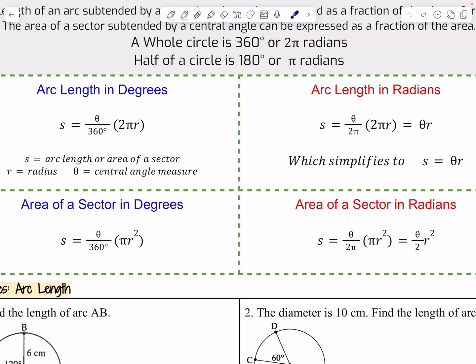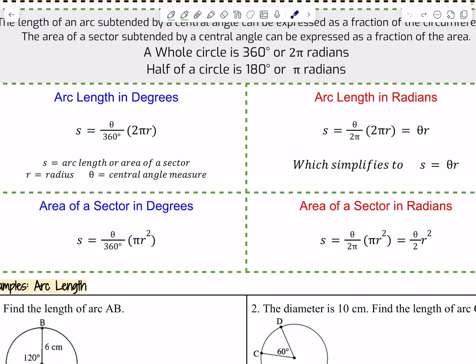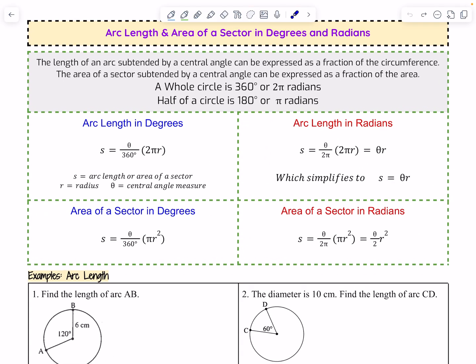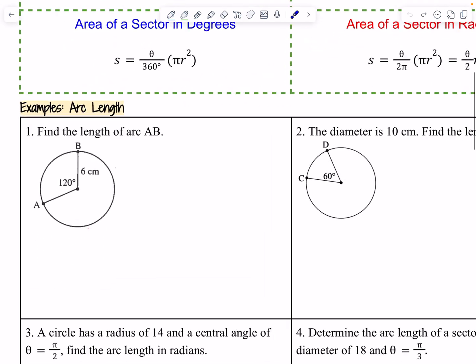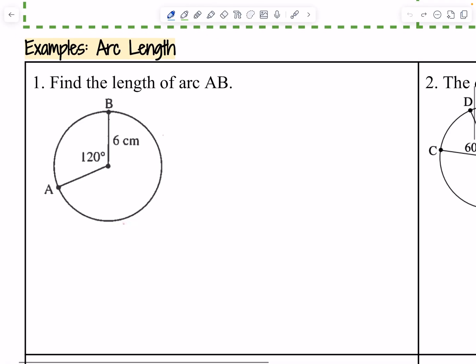The area of a sector works very similar to the area of a sector in degrees. So you have the central angle in radians divided by the total amount of radians in a circle, which is 2 pi, times the area of the circle. And then you can always set it up that way, or if you wanted to, you could reduce it to be A equals theta over 2 times the radius squared. But either way would be fine. So let's just take a look at a couple of examples. We're going to look at the odd numbers, and then together in class we'll look at the even numbers.